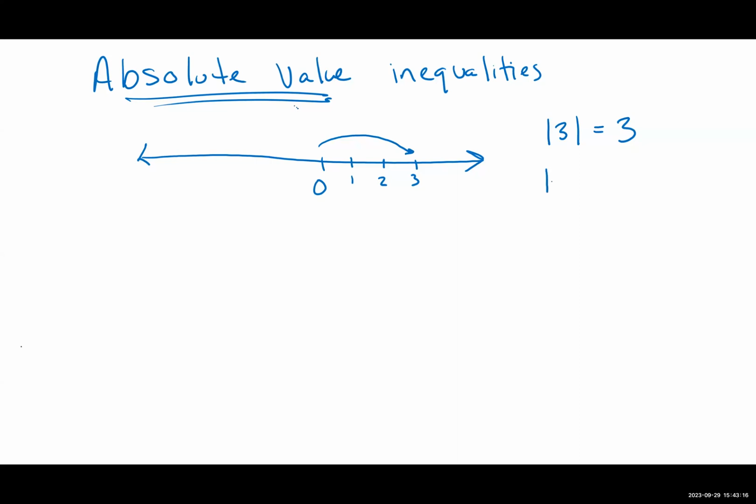And the absolute value of -4 is the distance between -4 and 0, which would be +4. Because -4, even though it's in the other direction, it's still a distance of 1, 2, 3, 4. 4 jumps from 0. It doesn't matter if it's the left or the right.